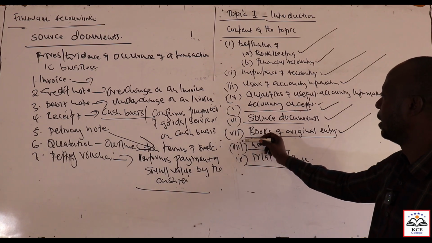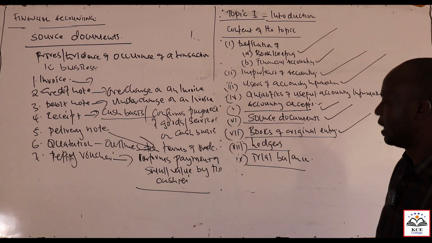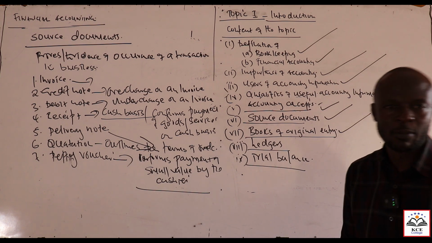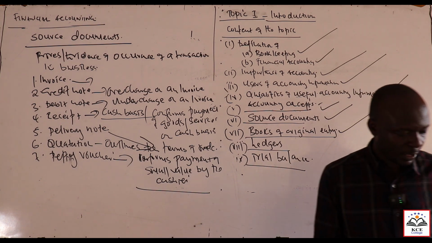Then we go to number 7. We call them books of original entry, final ledgers, and trial balance.